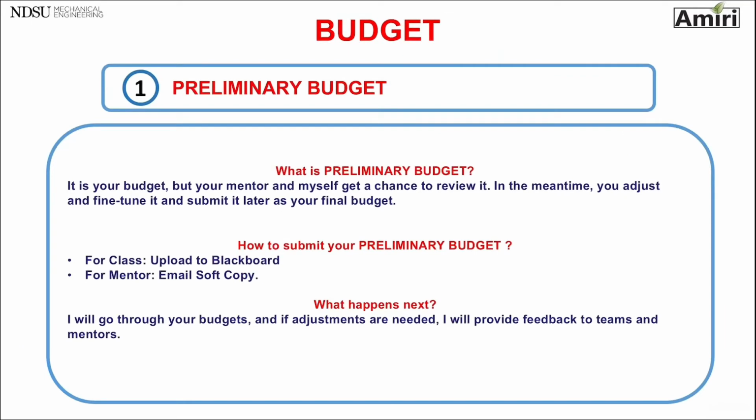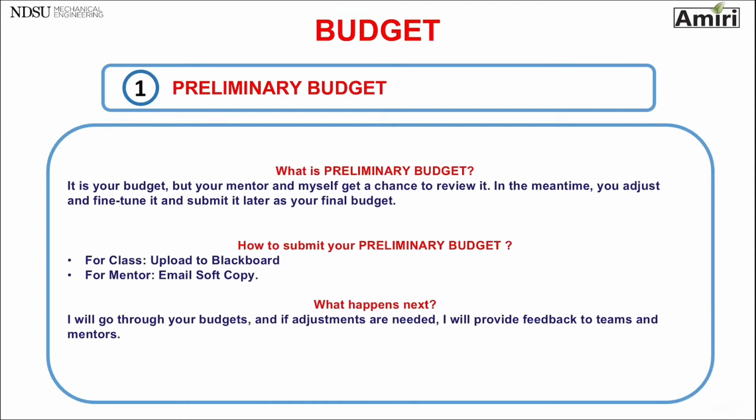So the preliminary budget is similar to your final budget. It needs to be as close to your final budget as possible. The difference is it is kind of a design review type of thing. So me, the department, your mentor get to see what your final budget looks like 1 month before it's due, so we have time to go back and forth. Sometimes I reach out to the company, sometimes I reach out to the team within that month to adjust if any adjustments are needed.